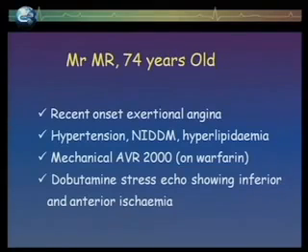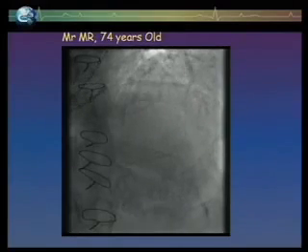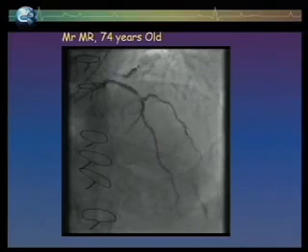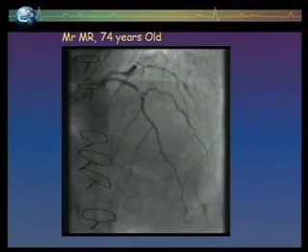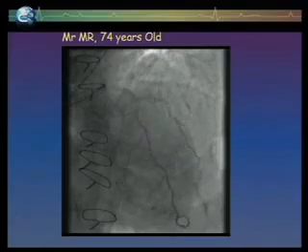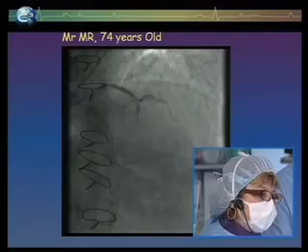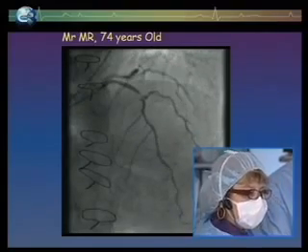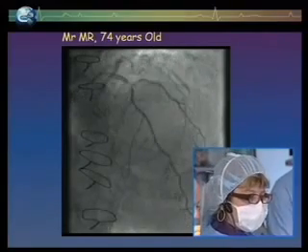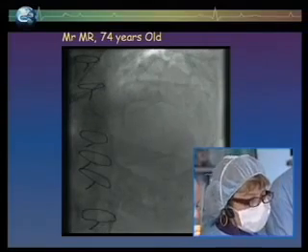He's in sinus rhythm. He has ischemia demonstrated in 2 territories, anterior and inferior. He has a valve and no graft, and the lesion that you see there is the one that we will treat today, the LAD bifurcation, LAD diagonal bifurcation lesion.